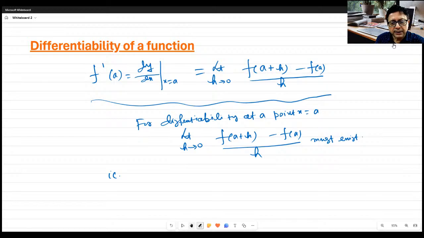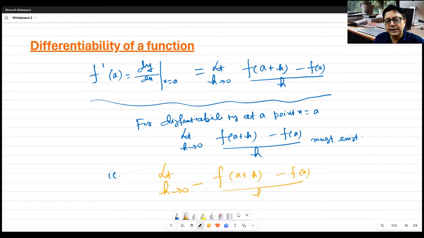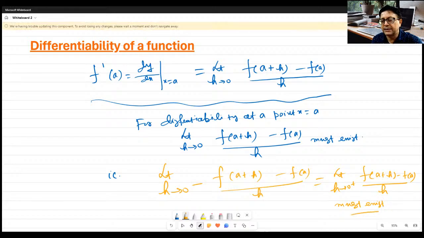That is, the condition is going to be that the limit as h tending to 0 minus of f of a plus h minus f a by h, and the limit as h tending to 0 plus of f of a plus h minus f a by h, must exist. This is clear, understood?